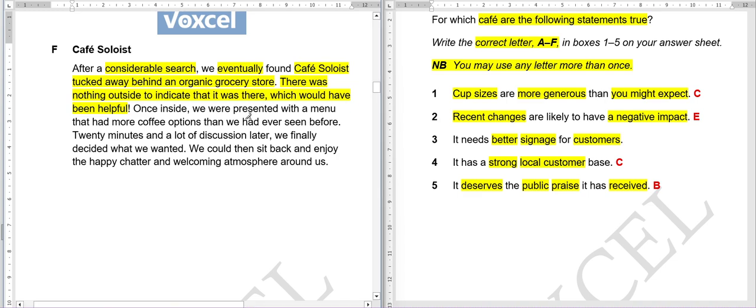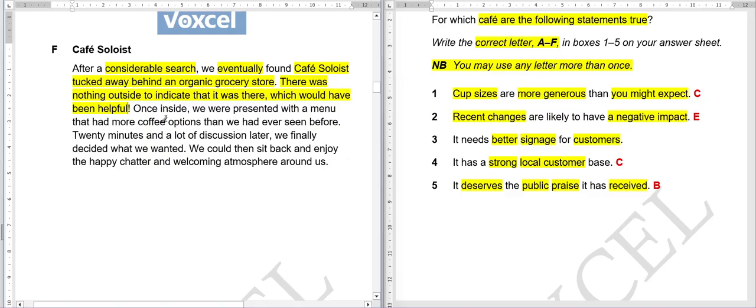Once inside, we were presented with a menu that had more coffee options than we had ever seen before. 20 minutes and a lot of discussion later, we finally decided what we wanted. We could then sit back and enjoy the happy chatter and welcoming atmosphere around us.